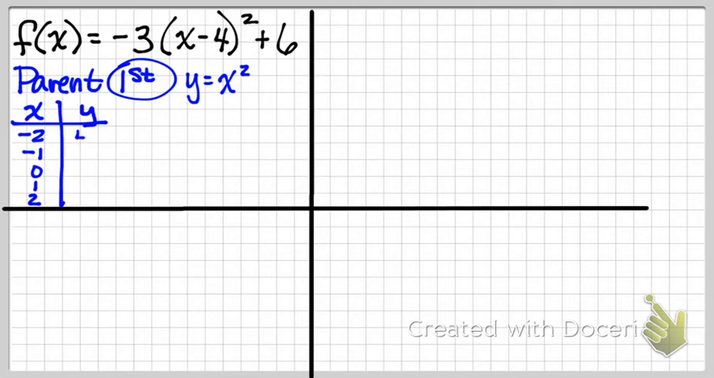What is -2 squared? 4. Positive 4. So I'd plot a point at (-2, 4). What is -1 squared? 1. So I'd have a point at (-1, 1). 0 squared? 0. So I'd have a point down here. And then 1 squared is 1, and 2 squared is 4. So I have these repeated values. That makes the other side of my parabola here.